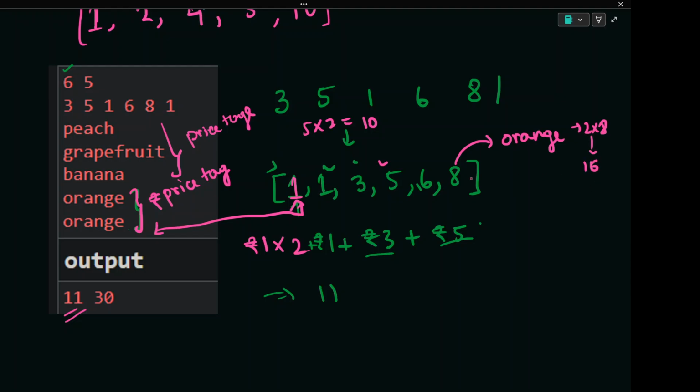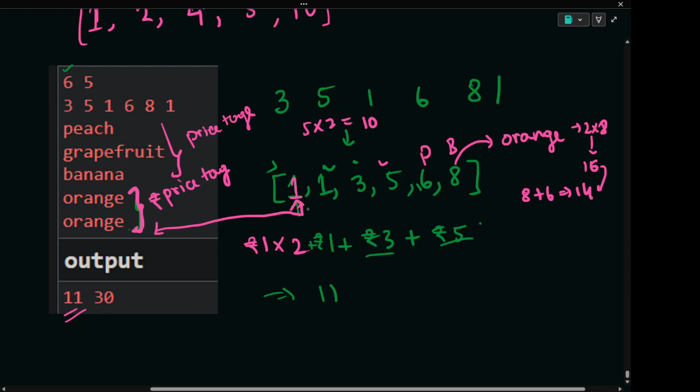Can I get 16 in any other case with two fruits? No, I cannot get 16, because if I take banana as 8 and peach as 6, it will be 8 plus 6, that is 14. Still less than 16, right? So, the more the number of fruits, I will assign it to the maximum or minimum element. Is this clear? I hope I explained it properly. Is this clear, guys?